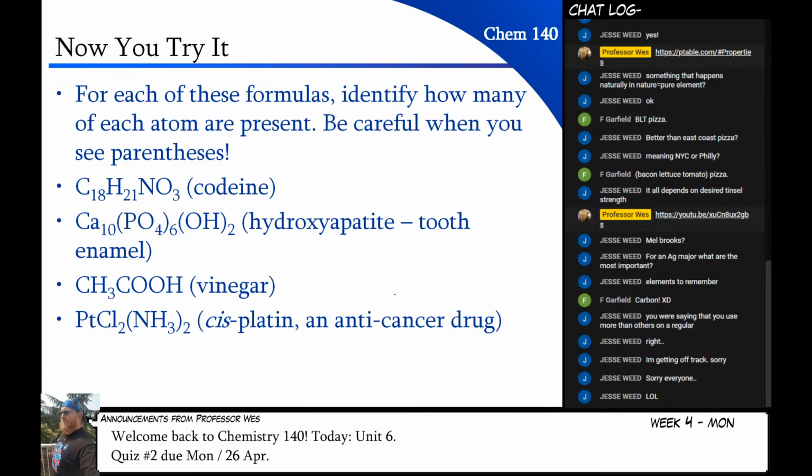I'm not going to make you count how many atoms are in each formula, but you can do that if you'd like. But we are out of time, so that's the end of Unit 6, I believe.